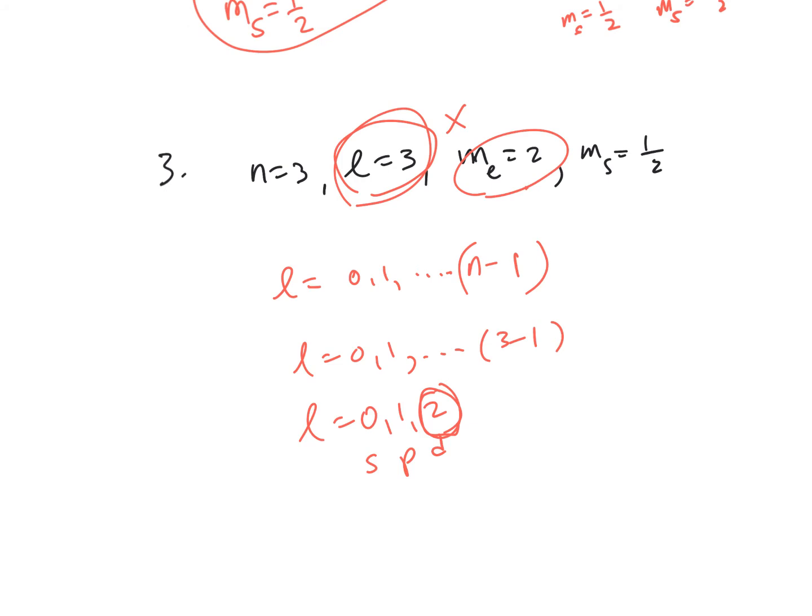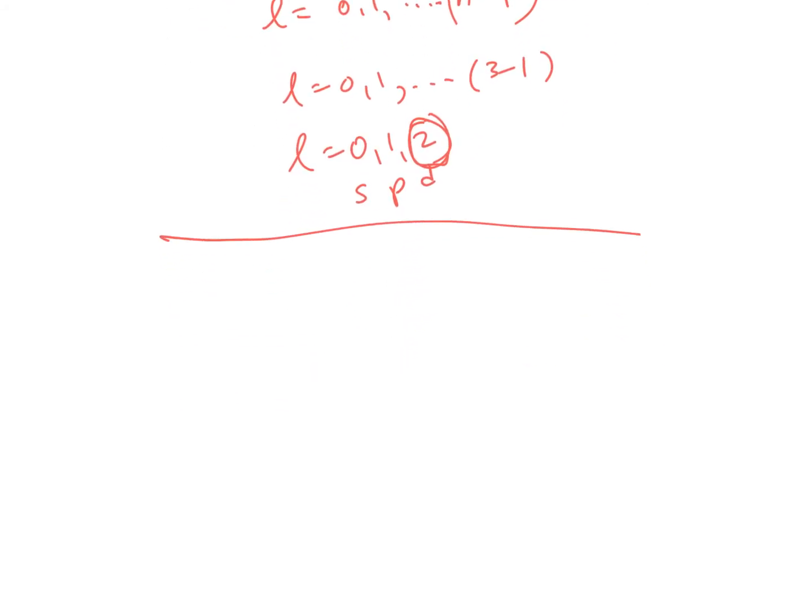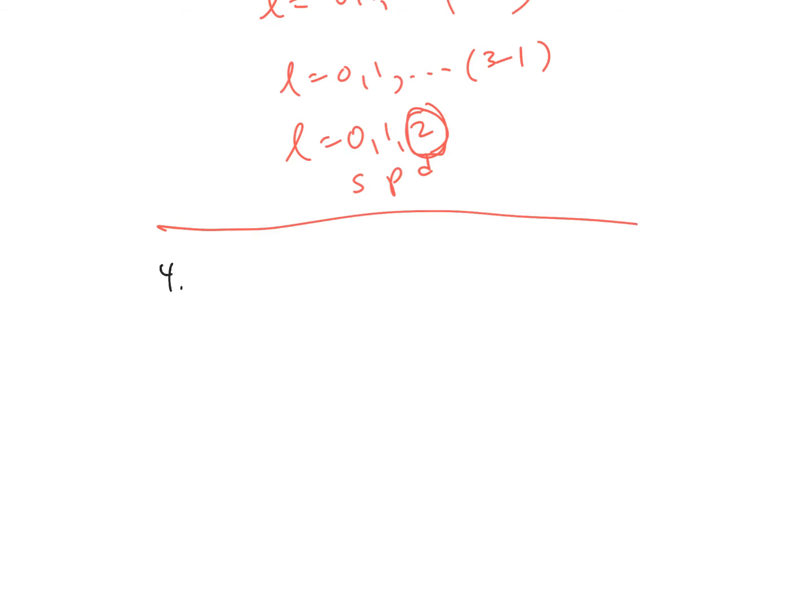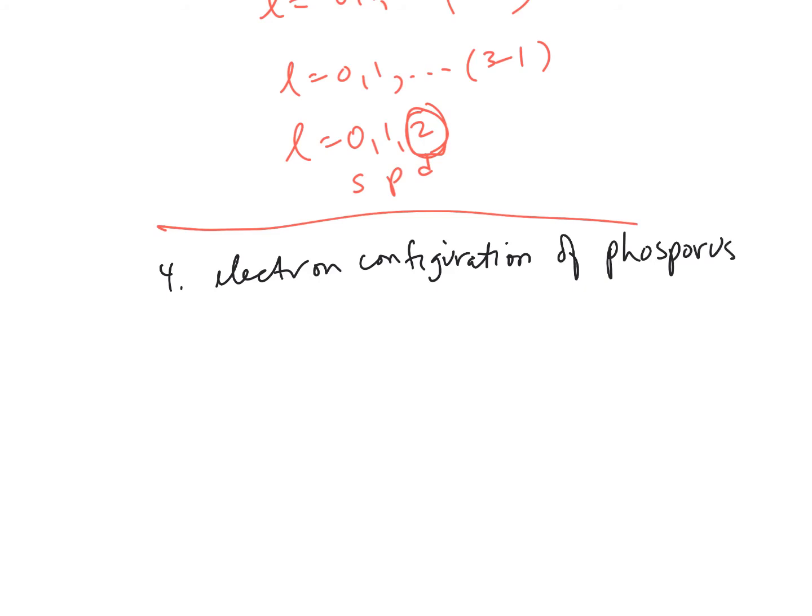All right, now we want to give the electron configuration of phosphorus for number 4. And let's see here. So phosphorus is element 15, so P15, and it has 15 electrons.